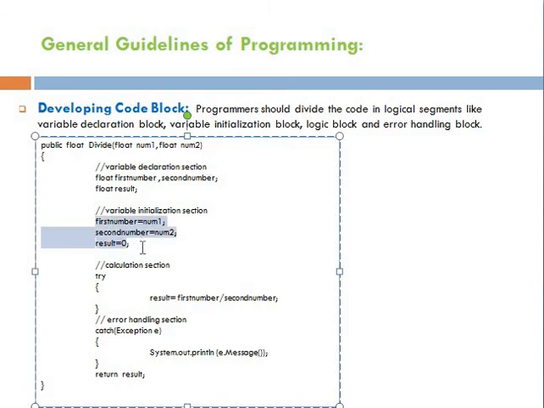Similarly, in this portion of the code, I have initialized the variable first number to the value num1, the variable second number to the value num2, and then the variable result to the value 0. That's why I have commented this portion as variable initialization section with this double slash symbol. And in the same way, since this is the calculation section which calculates the result when the first number is divided by the second number, I have commented it as calculation section.